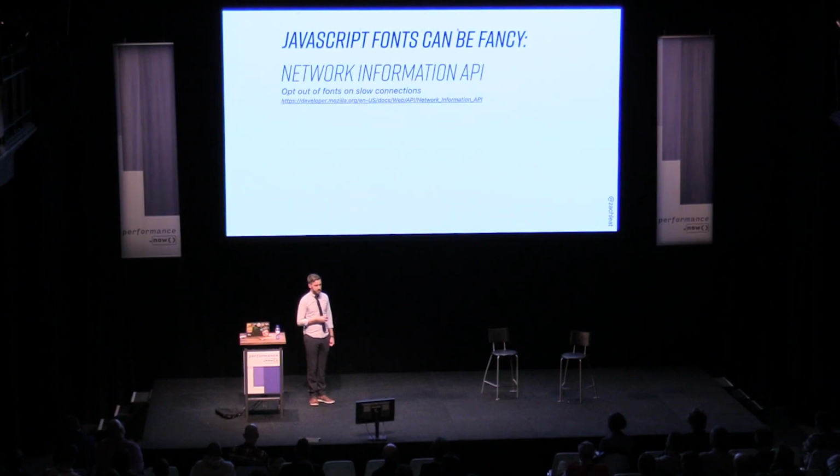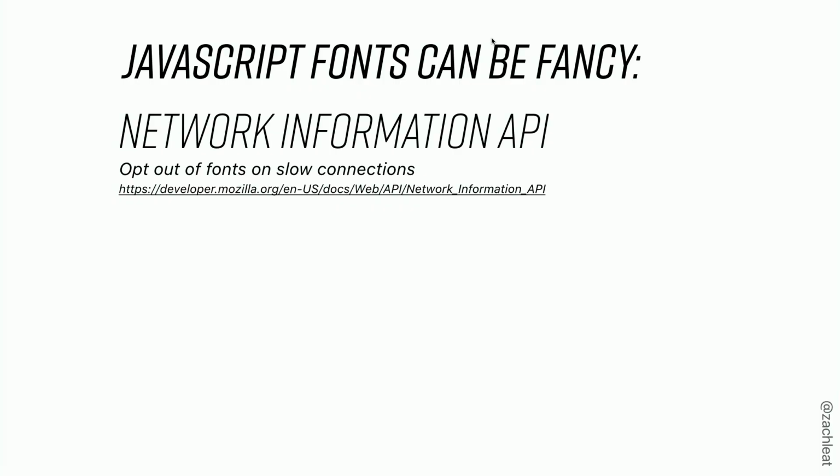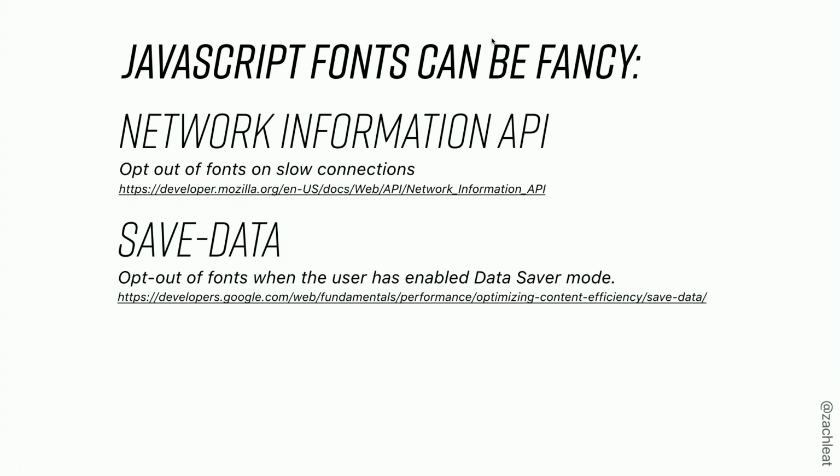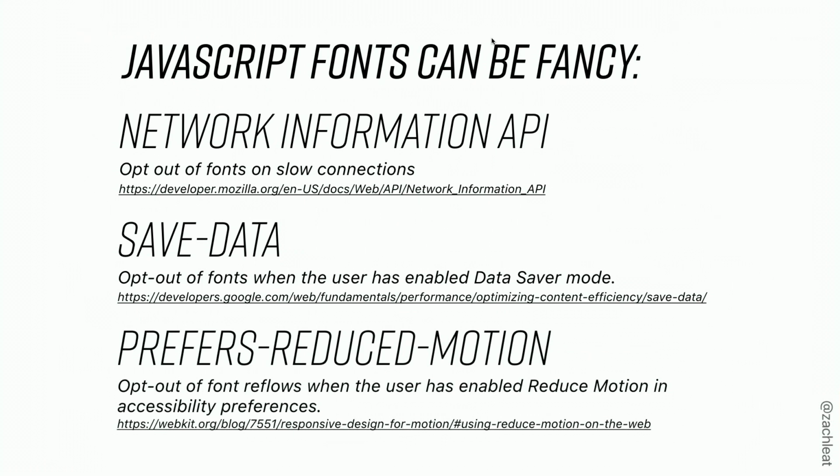And once your fonts are JavaScript controlled, which our second stage fonts were in that example, we can get a little fancy with it. We can use the Network Information API to opt out of fonts on slower connections. And Chrome does some of that automatically, but we can extend that to other browsers. We can use the Save Data user preference. So when the user has enabled data saver mode, we can disable our web fonts altogether to save the user some kilobytes if they're on a pay-as-you-go data plan.